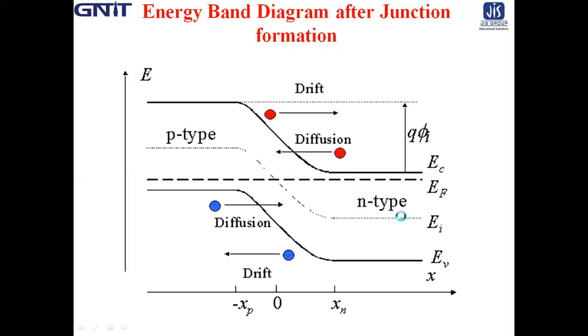Therefore, there are four current components flowing through the junction as shown by arrow lines. First is the hole diffusion current.